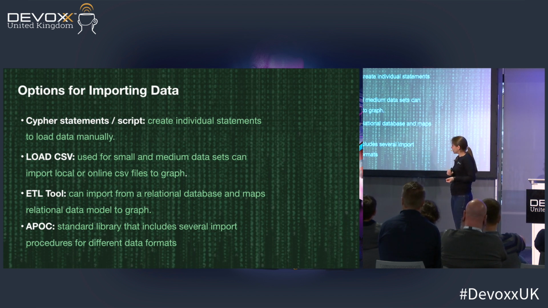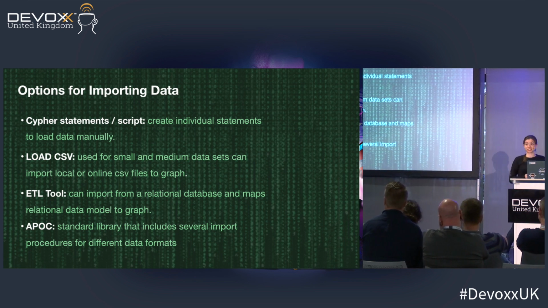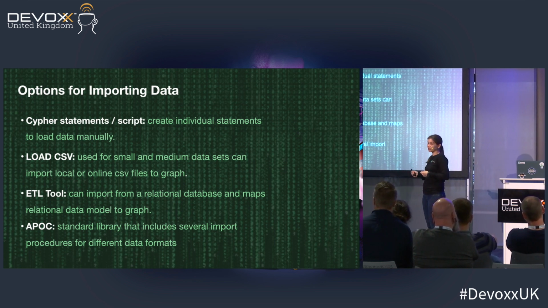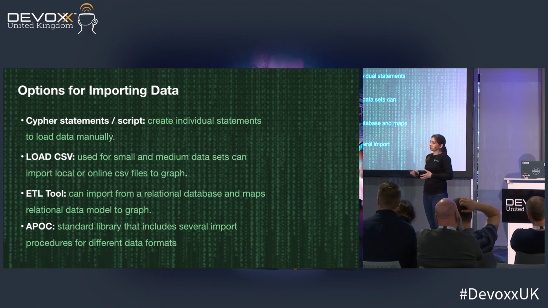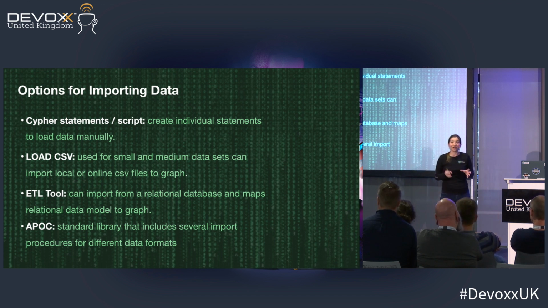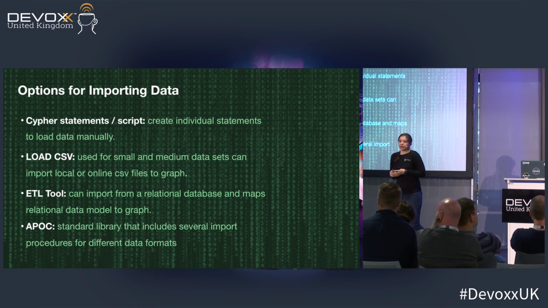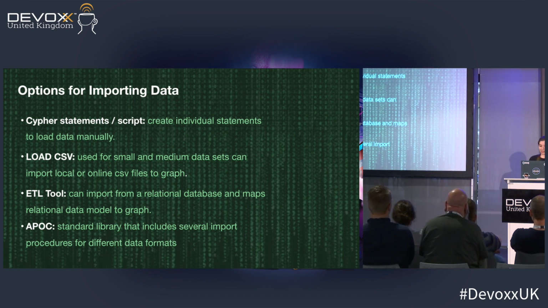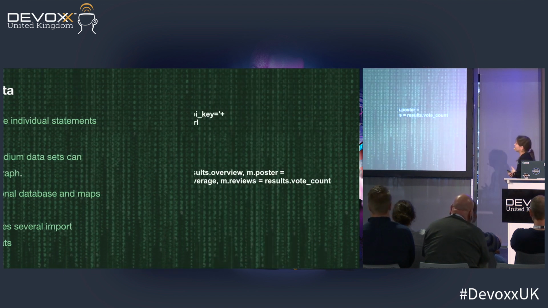And then finally, APOC, which is our standard library. It's utility functions. There are over 450 procedures and functions in that library right now. I wouldn't particularly want to use Neo4j without APOC. It's awesome. But I'll show some of those examples as well. It handles a variety of things, anything from import to text manipulation to data cleanup to all kinds of transformations and all kinds of interesting things. So let's look at a couple.